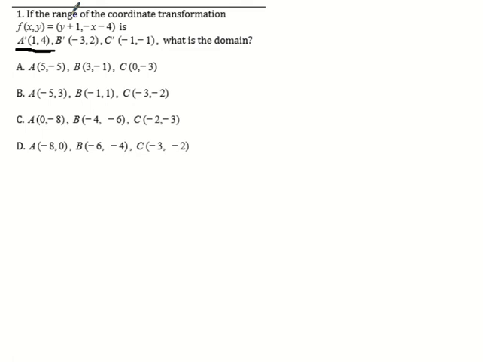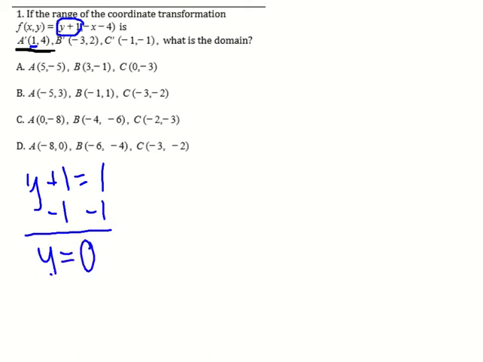So if the range is given, and I also know that these are all the primes, if I'm given the range and I'm trying to find the domain, I'm going to set the first one equal to the first one every time. So what that's going to look like is y + 1 equals 1, subtract 1, subtract 1, y equals 0.